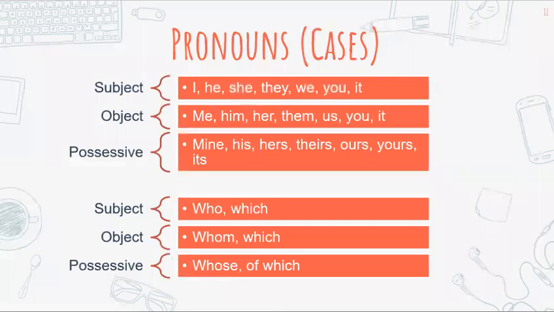Along with types, pronouns also have different cases, meaning that they have different roles in a sentence, just like nouns do. Nouns can be the subject or the object, and they can also be possessive, and pronouns are the same. So we have I, me, mine, who, whom, whose. All of these show how the pronoun can act in a sentence in regards to its role.